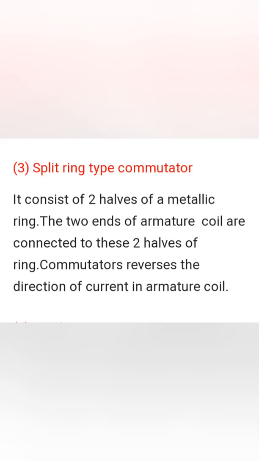The armature coil is then connected to the two halves of a metallic ring which are also known as split rings. These are also known as the commutator. The work of the commutator is to reverse the direction of the current in the armature coil.